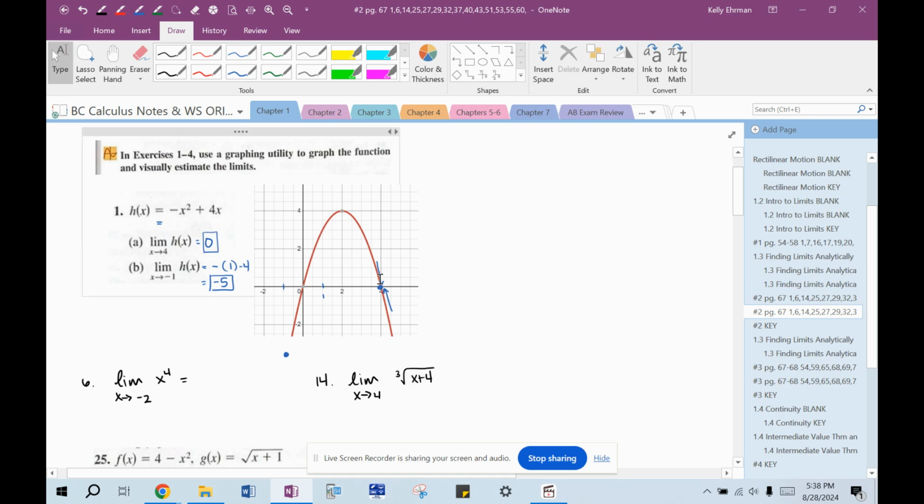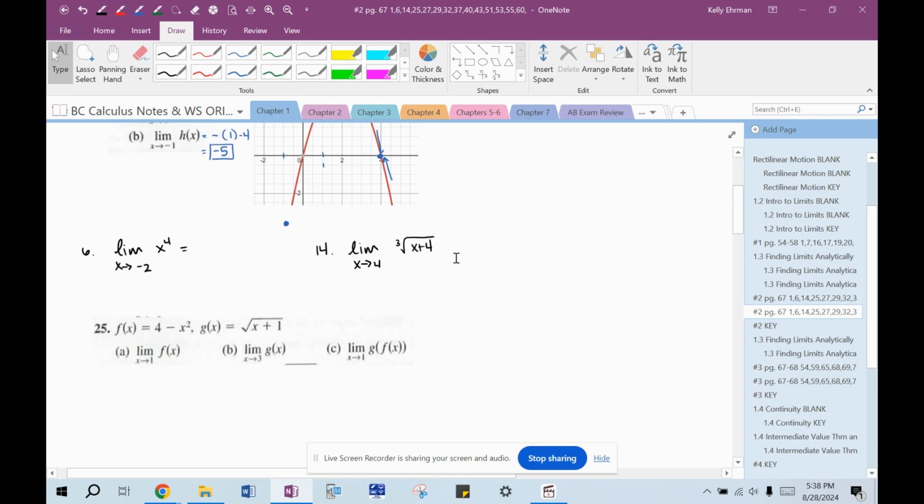I'll fix that. Okay, number 6, we're just taking a limit. So again, direct substitution, that's all you're doing here. Negative 2 to the 4th is 16. The limit as x approaches 4 of the cube root of x plus 4 becomes the cube root of 4 plus 4. And then that simplifies to 2.